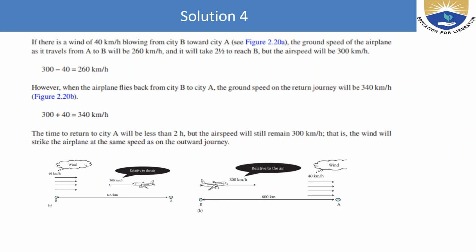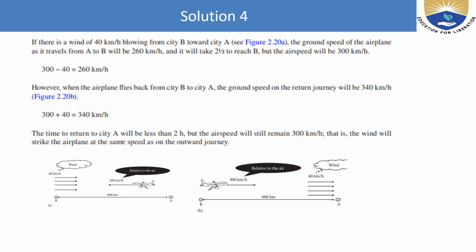if there is a wind of 40 kilometers per hour blowing from city B towards city A, the ground speed of the aircraft as it travels from A to B will be 260 kilometers per hour, and it will take 2.5 hours to reach B, but the airspeed will be 300 kilometers per hour. So net is 300 minus 40 is equal to 260 kilometers per hour. However, when the airplane flies back from city B to A, the ground speed of the return journey will be 340 because it will be added. So 340 kilometers per hour.